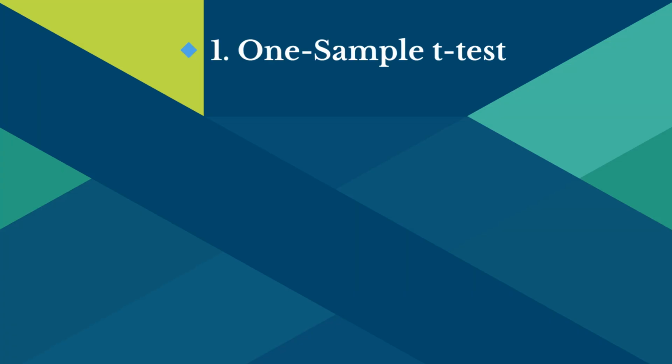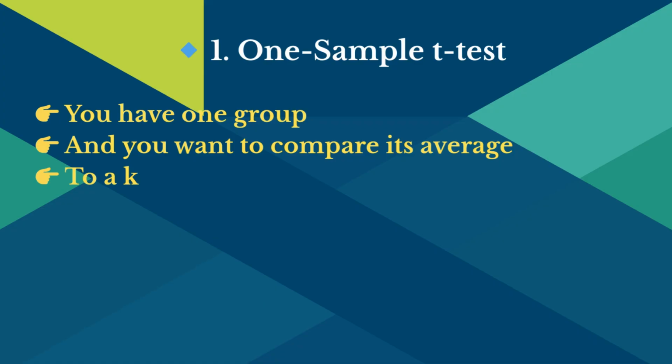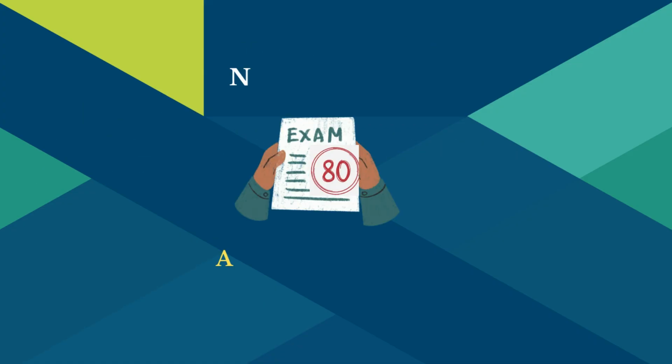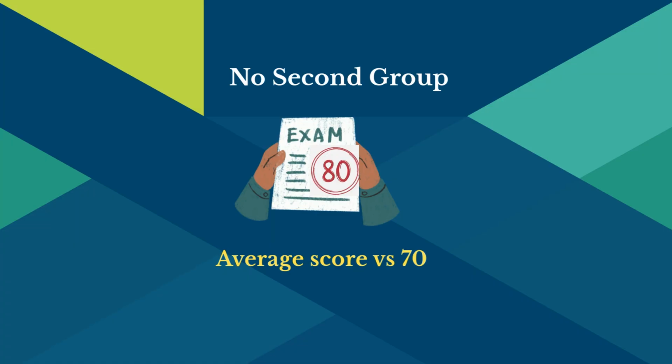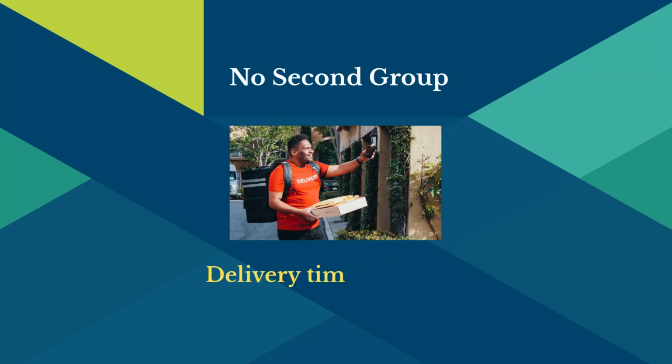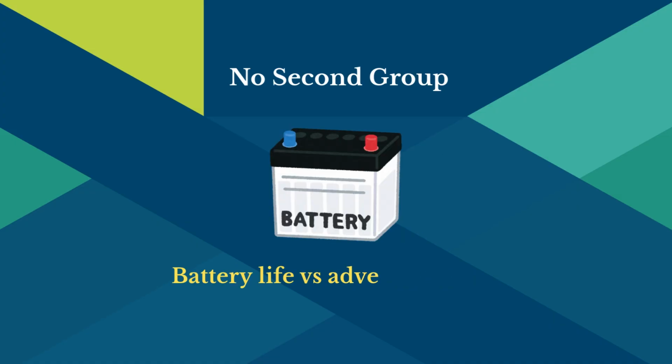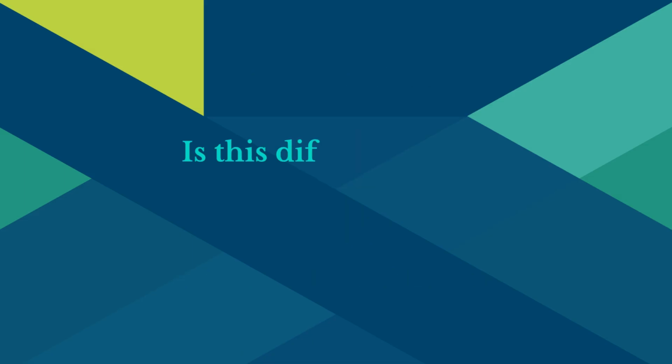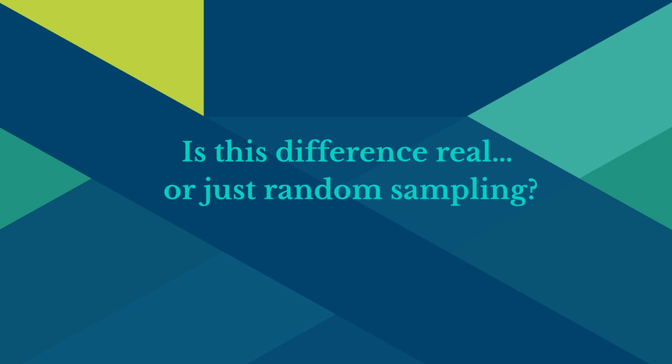First, the one sample t-test. A one sample t-test is used when you have one group and you want to compare its average to a known or fixed value. For example, is the average exam score different from 70? Is the average delivery time different from the promised 30 minutes? Is the average battery life different from the advertised value? Here, there is no second group. You are comparing your sample mean versus a known benchmark. The question becomes, is my sample meaningfully different from this reference value? Or could the difference be due to random sampling? That's exactly what a one sample t-test answers.